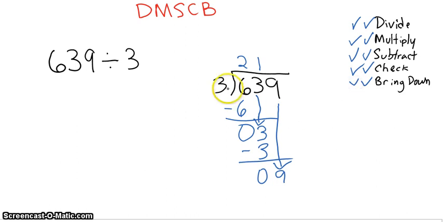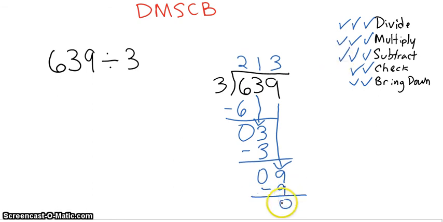And we've got to go back through one more time. So now we have 3 goes into 9 how many times? 3 goes into 9 3 times. Put that right above that 9. And we just divided. 3 times 3, so we do our multiplication, is 9. 9 under the 9, cross off multiply. Now we subtract. And 9 minus 9 is 0.